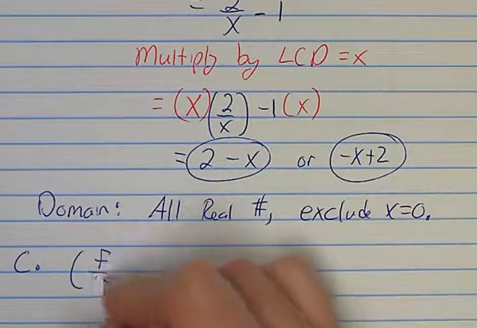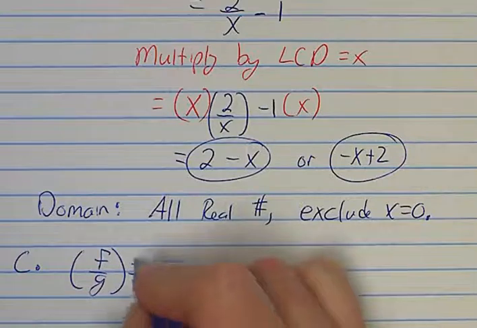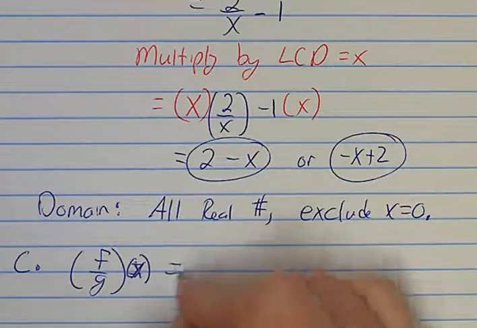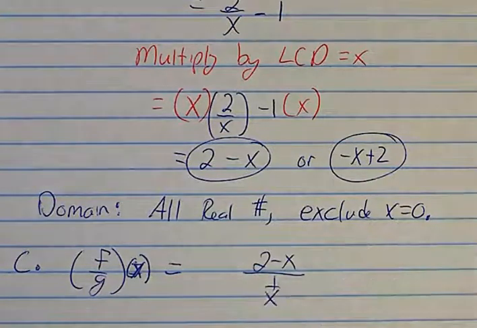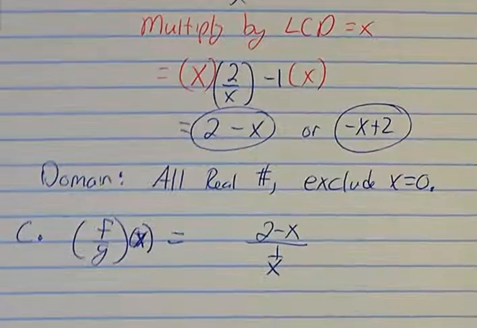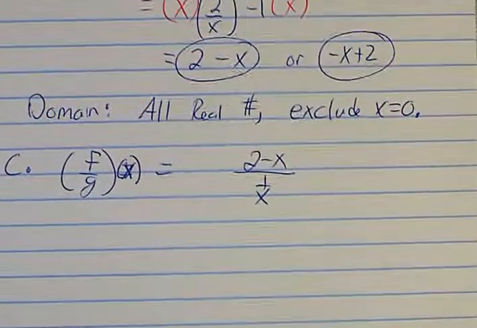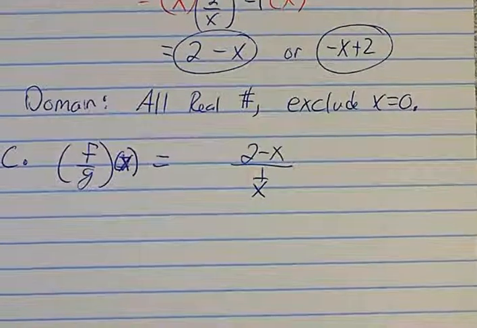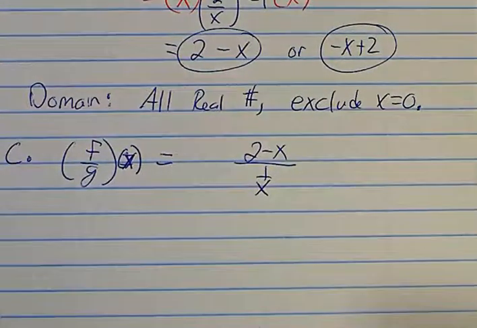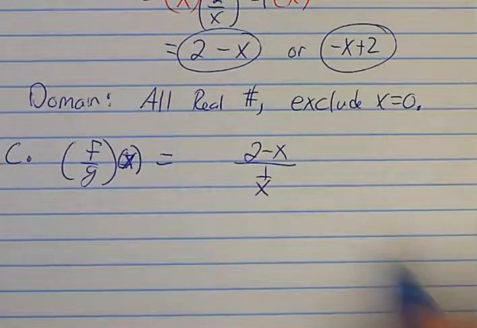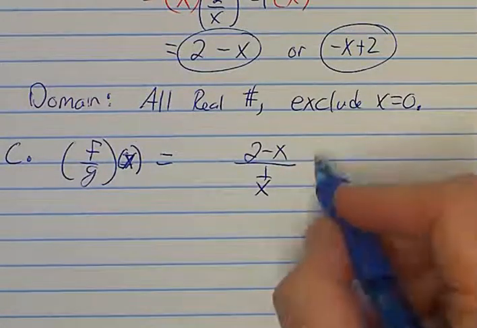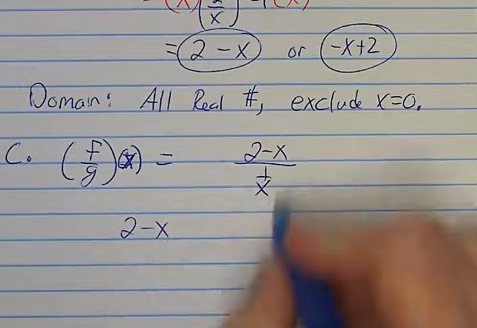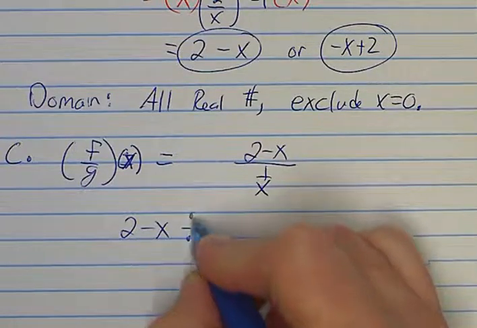And for the last one on those two functions, we're going to do f divided by g of x. So it's going to be 2 minus x over 1 over x. Okay, so for this one, the biggest thing is it's a complex fraction. So we can do this one of two different ways. We can either go back and multiply everything by x, which is what we're going to do here in just a second, or you can also think about that this one is basically 2 minus x divided by 1 over x.